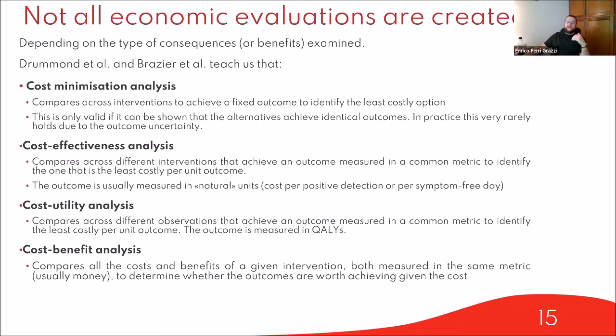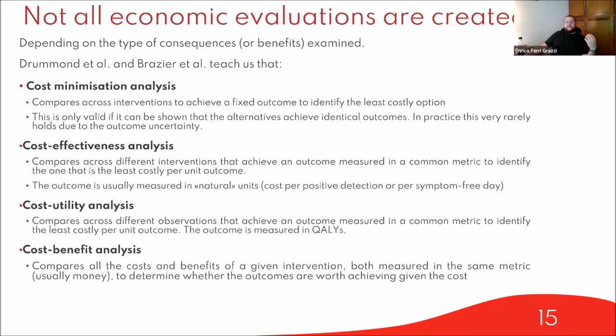Essentially, instead of using natural units, it uses utility or quality adjusted life years. Last but not least, we have cost benefit analysis, which is simpler in many ways. It compares the costs and the benefits of a given intervention, both measured in the same metric, usually currency, to determine whether the outcomes are worth achieving given the costs incurred. Essentially, it allows us to determine whether the cost saving I could make by buying a certain intervention now is bigger than the price of the intervention itself. So it looks at the potential costs that can be saved as a consequence of spending some money on an intervention now. Okay.